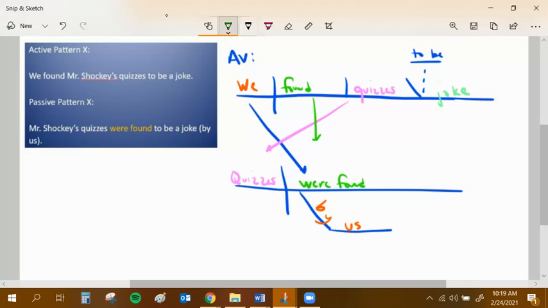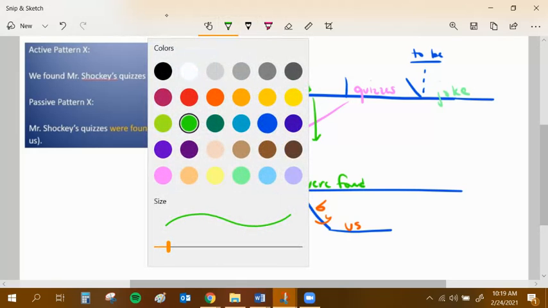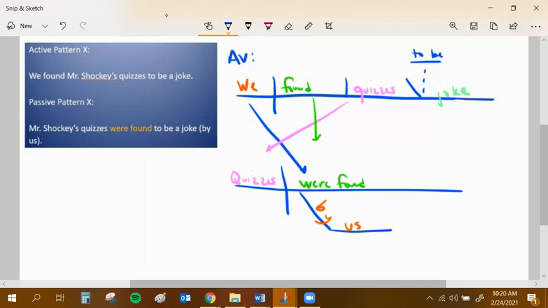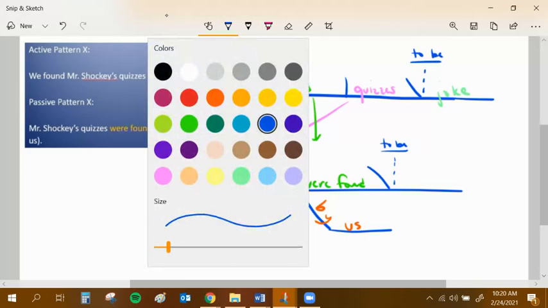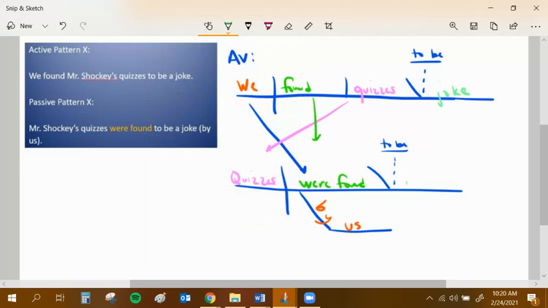And just like in pattern 9, in a passive 9, I've not moved the word joke. And so it stays right where it was. There's a slanted line in front of it. There's a little to be to introduce it. Let's keep that little to be. No one moved. And bring over that beautiful mint color here. And let's put the word joke right there. So we have the quizzes were found to be a joke by us.